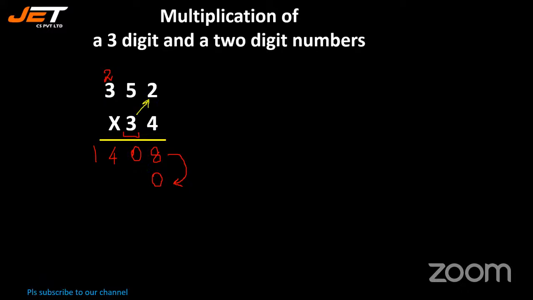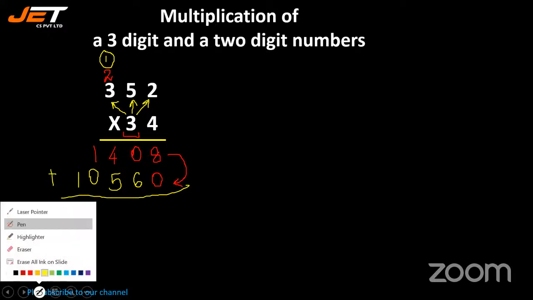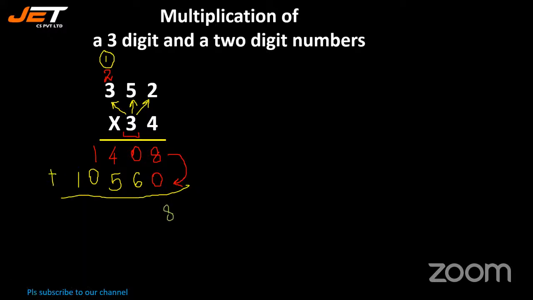Now 3 times 2 is 6. 3 times 5 is 15. 1 here, 5 here. 3 times 3 is 9. 9 plus 1, 10. This was carried over, no? Now what we will do? We will add them all. 8 plus 0 is 8. 6 plus 0 is 6. 5 plus 4 is 9. 1 plus 0 is 1 and 1. 11,968.